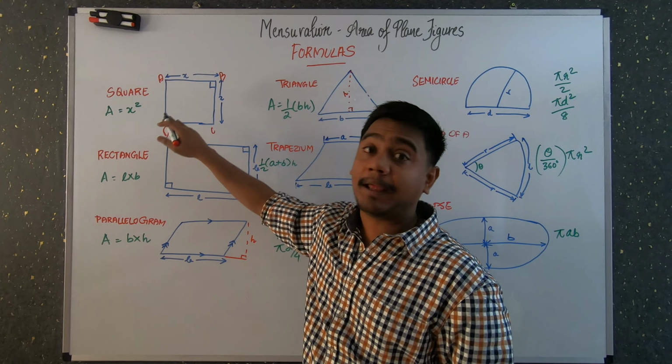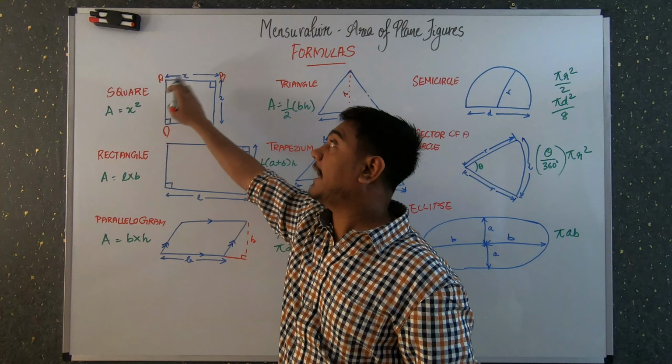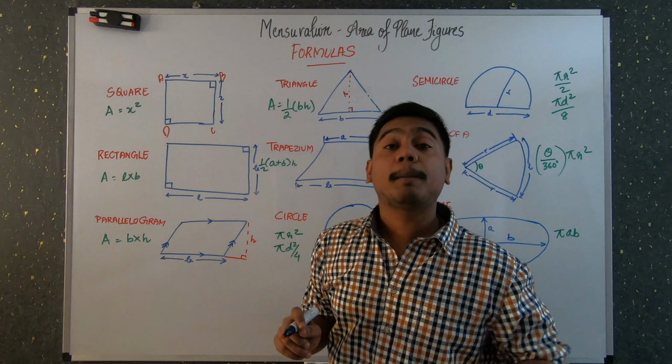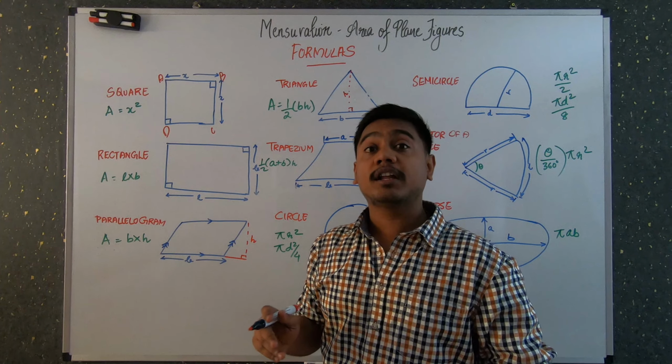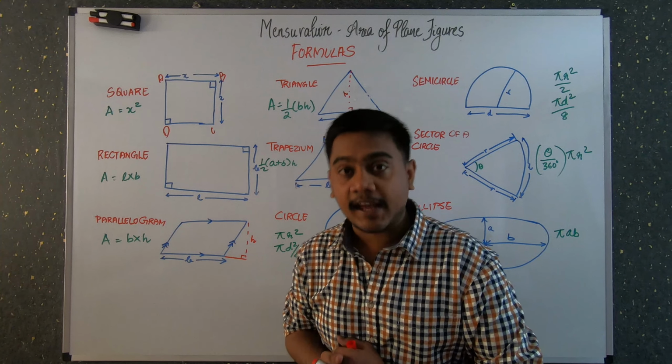Or what is a perimeter? Perimeter is the sum of the lengths of its figure boundaries, that is, the length of its bounded sides. AB plus BC plus CD plus DA will give you the perimeter. And the region enclosed by these figure boundaries is called the area.